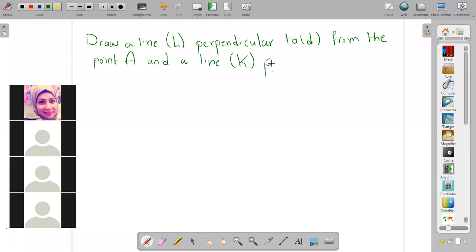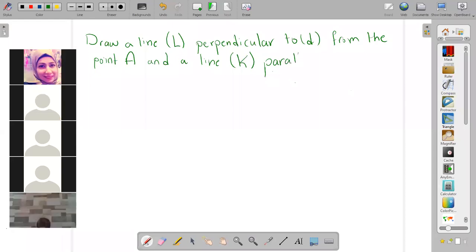And a line K parallel to D, also from the same point A. Draw this line D. This is the line D, and this is the point A. Teacher, you wrote two small d's.